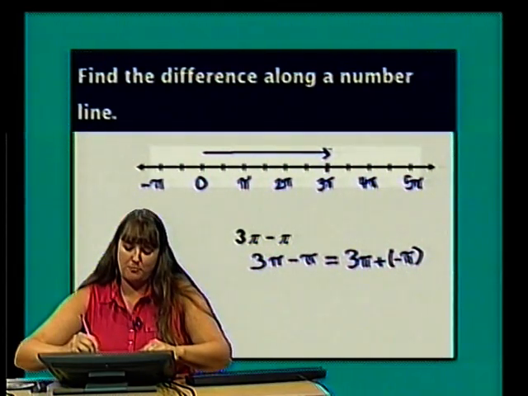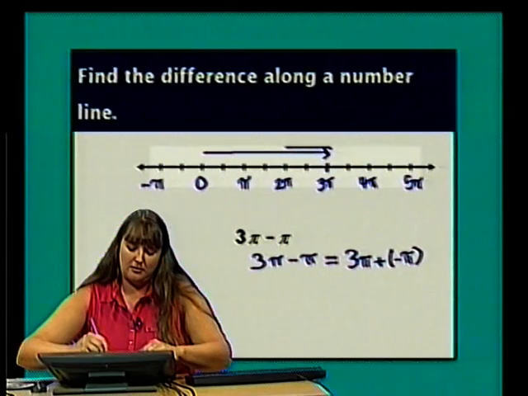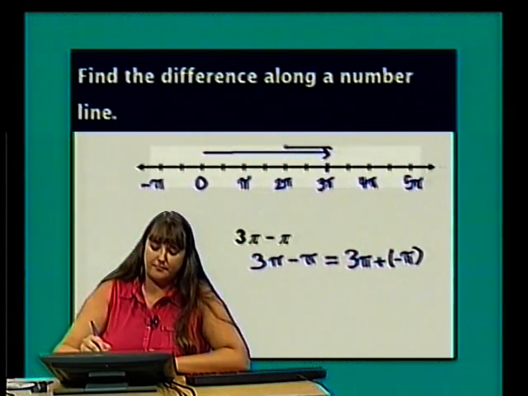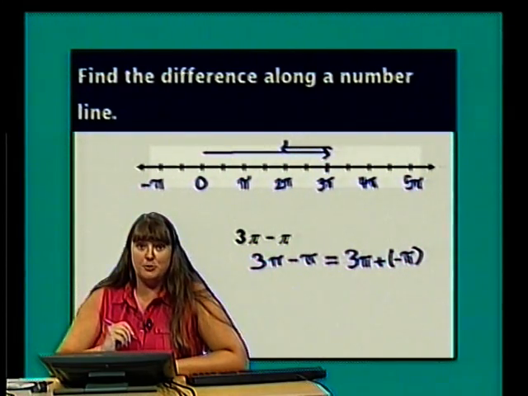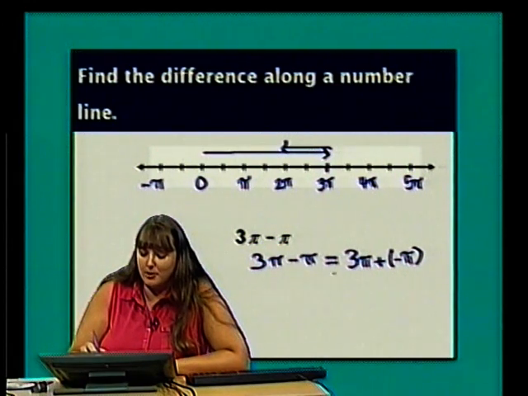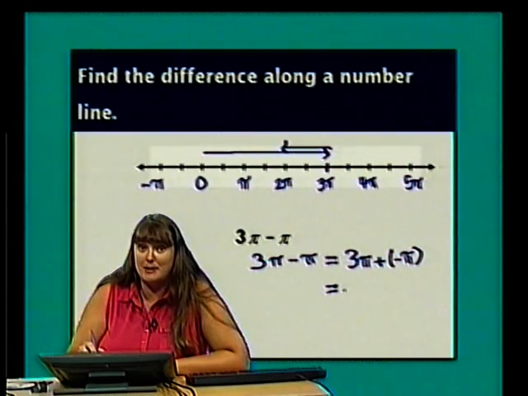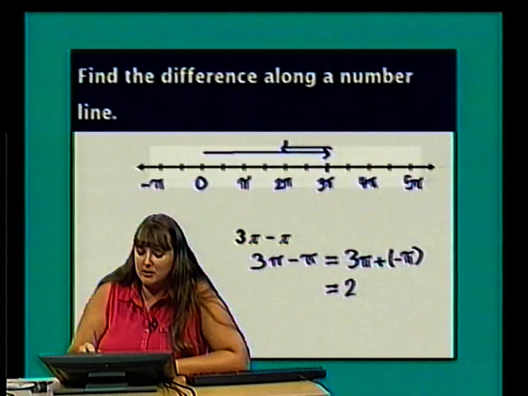So picking up where I left off, pi units to the left puts me at 2 pi. Same result we got before, 3 pi minus pi, or 3 pi plus the opposite of pi, is 2 pi.